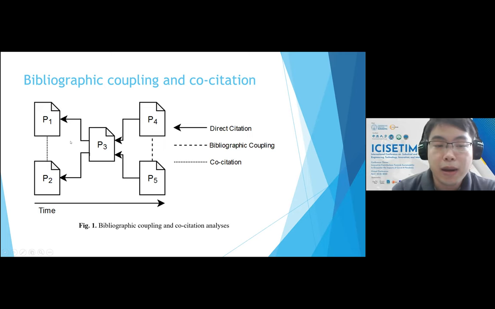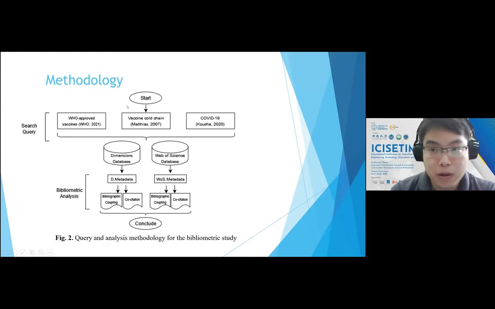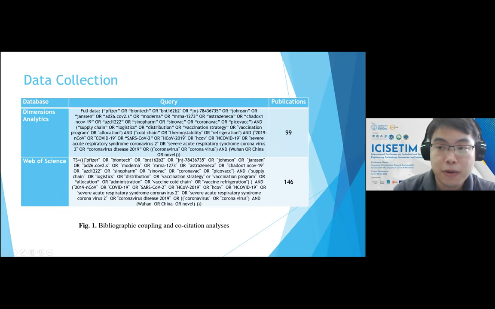And this was the methodology of my literature review. I looked at the list of the WHO approved vaccines, updated to the vaccines in 2022. Also, the correct terms for a vaccine cold chain by Matthias in 2007, and the terms for COVID-19. And these are the search terms that were used for the two databases. The databases were the Dimensions database and the Web of Science database.